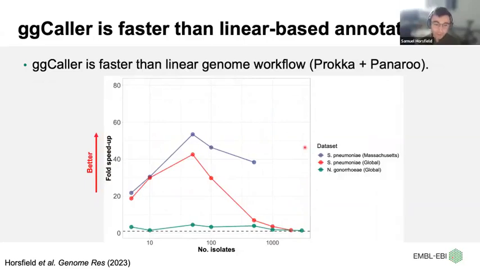Also looking at computational efficiency. What I'm showing here is the number of times faster ggcaller is when run on different data sets, so some Streptococcus pneumoniae data sets and the same Neisseria gonococcus data set, versus a linear genome workflow of Proctor and Panaroo. And you can see that in almost all cases, ggcaller provides a multiple times speed up against Proctor and Panaroo because of the speed gains you get by annotating genes once rather than multiple times across a population.